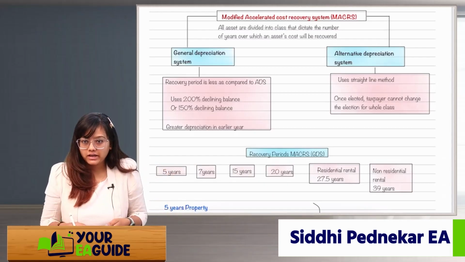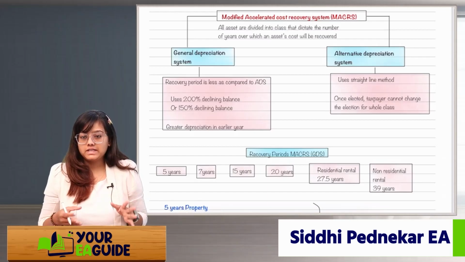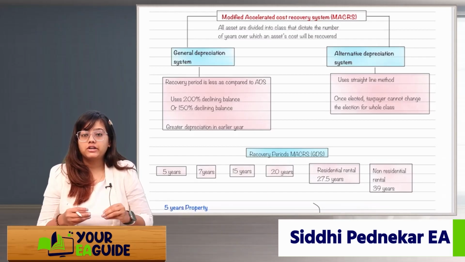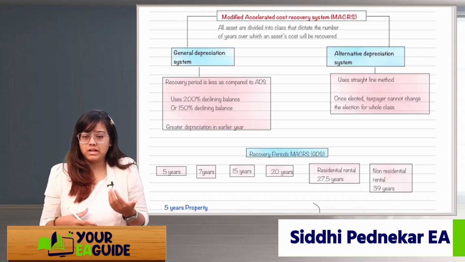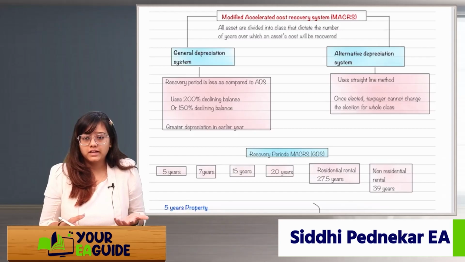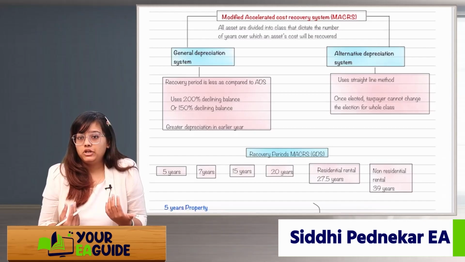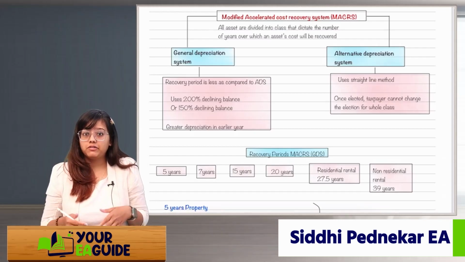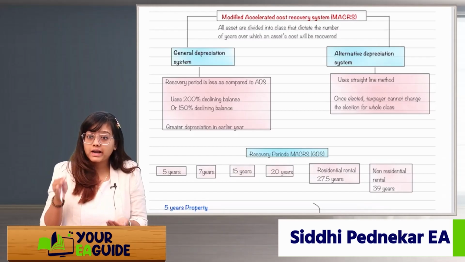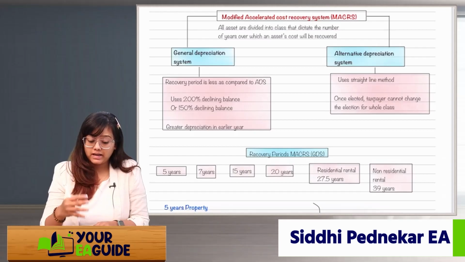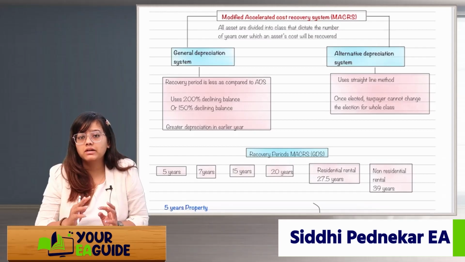Once you have elected ADS, you cannot change the election for the whole class. For example, if I have elected to charge computers under the ADS method, that's why you will rarely see people use the ADS system while preparing or filing the tax return. But once it's elected, for the whole class you will have to use the SLM method. ADS is nothing but the SLM method.